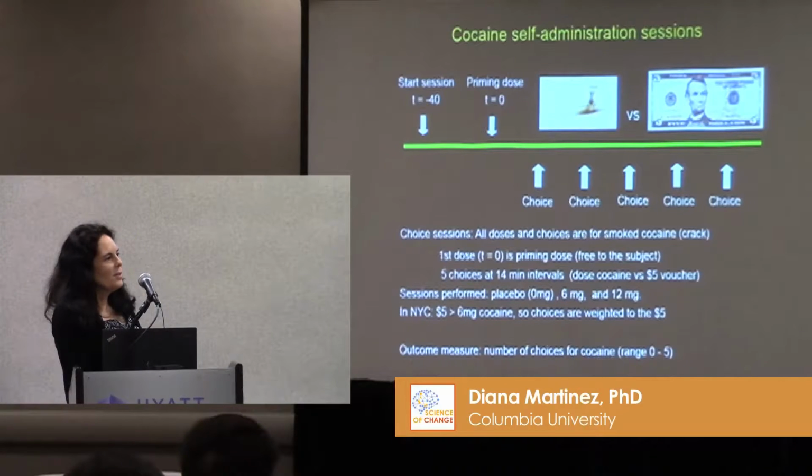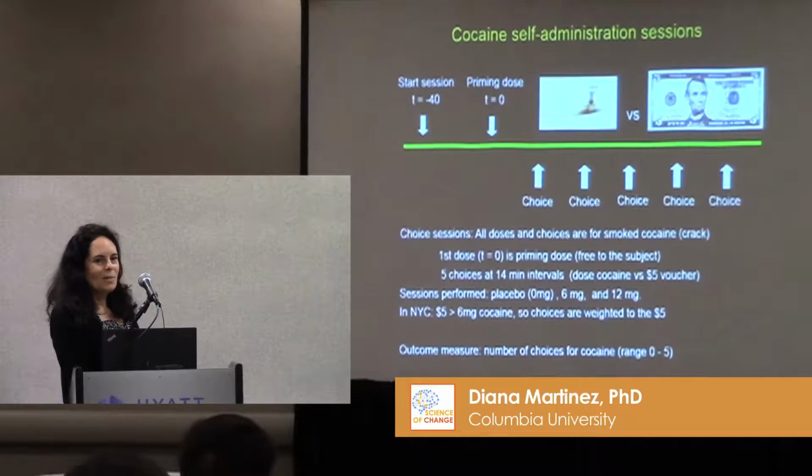The doses of cocaine that we give are low, 0, 6, and 12 milligrams. I can tell you that the ratings of these doses are pathetic and paltry. A decent dose of cocaine, if you were to be buying it on the street in New York City, would be between 25 and 50 milligrams of cocaine. $5 is worth more than the 6 milligram and the 12 milligram dose. $5, if you knew what you were doing, would buy you at least 20, 25 milligrams of cocaine. So the choices here are weighted towards the money.